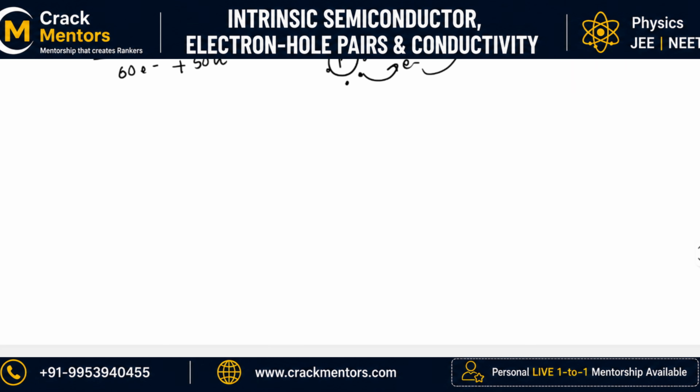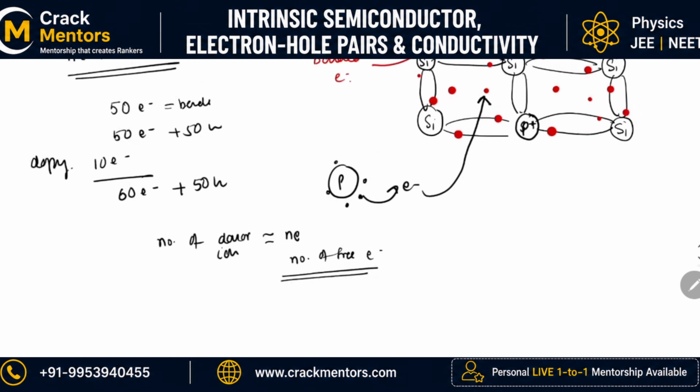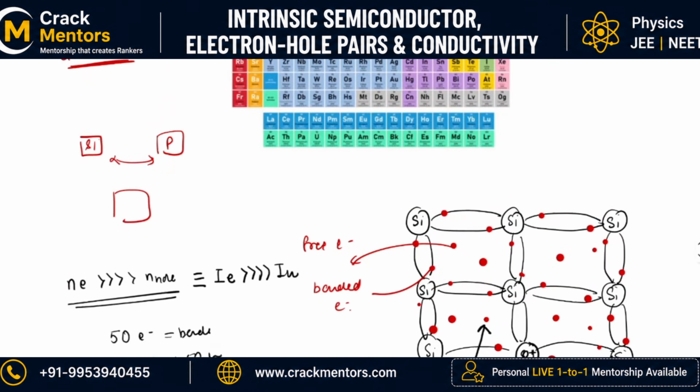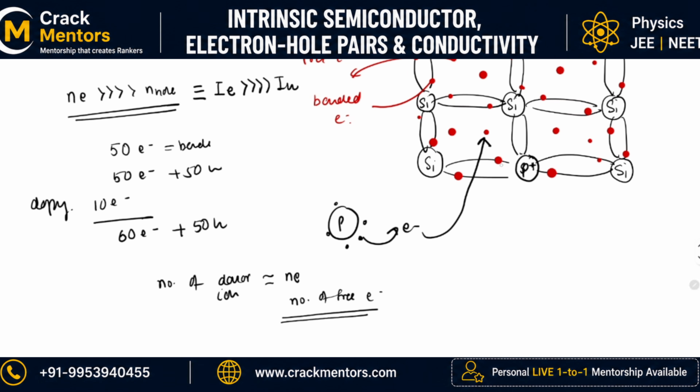But I can say that the number of donor ions, not the donor atoms, because earlier it was an atom, but once it has donated the electron, now it is an ion, is equal to the number of free electrons. In this diagram I have drawn it more, but in actual it is equal to the number of donor ions, because you can easily find from here that since it is a pentavalent impurity, out of 5 electrons it is just donating 1, so that it can have a stable equilibrium of 4. So 4 electrons have to remain with it, and the remaining 1 electron will go as a free electron.